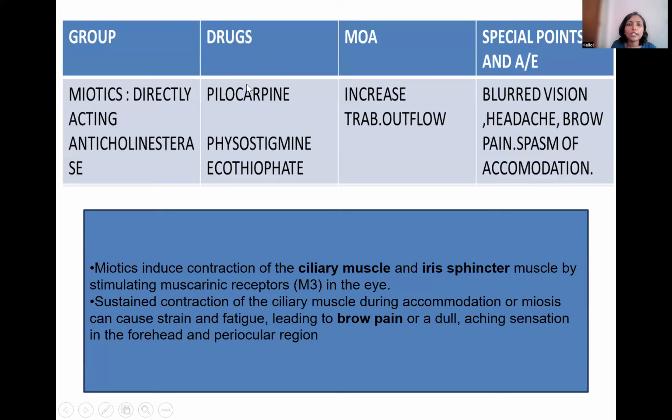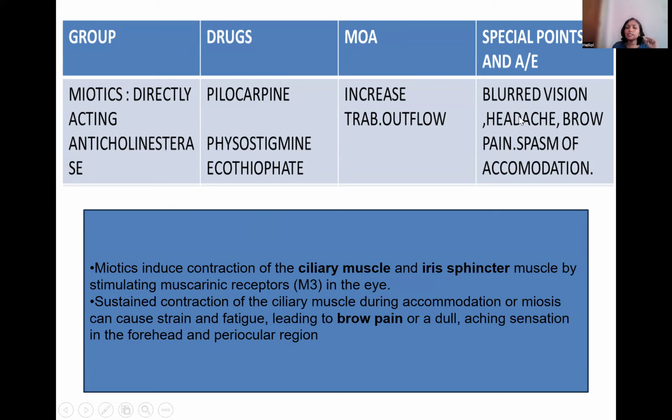So which are the miotics used? We have directly acting miotics, which is pilocarpine. Then anticholinesterases like physostigmine and ecothiophate, they will increase the trabecular outflow. Now, what you have to note here is that the adverse effects are unique in that they will produce brow ache. The most important thing to remember here is the brow ache, blurred vision and spasm of accommodation.